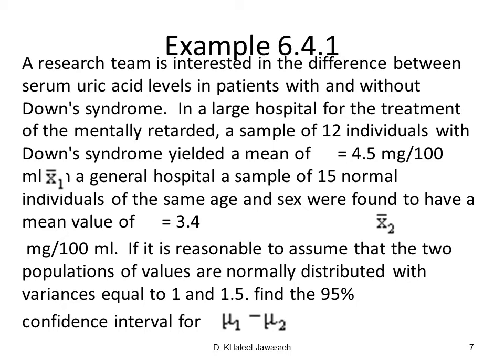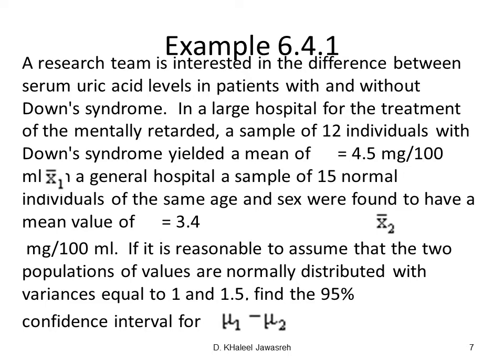The second one, non-Down syndrome, is 15 samples, normal individuals. They are not of Down syndrome, and they are 15 normal people, of the same age and sex, and were found to have a mean value x2 bar, the second mean, of 3.4, and n2 is 15. They are of the same age and the same sex.